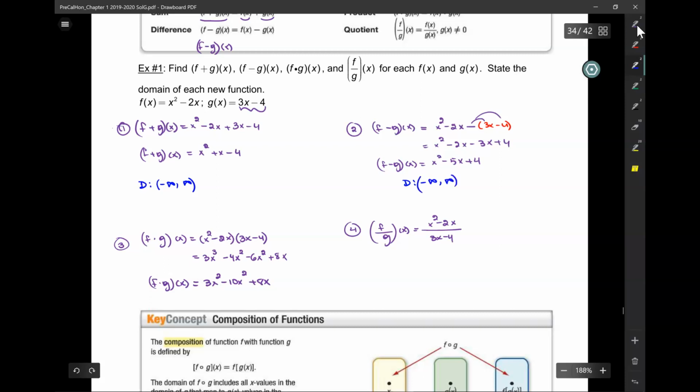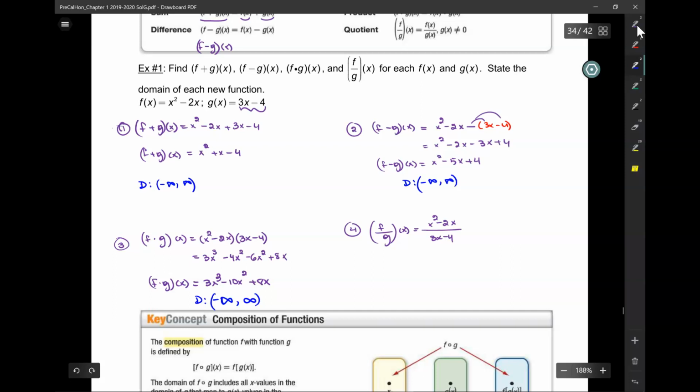For number 3, I get another polynomial function. Oh, and I just realized this should be a 3. I get another polynomial function. The domain is negative infinity to positive infinity.